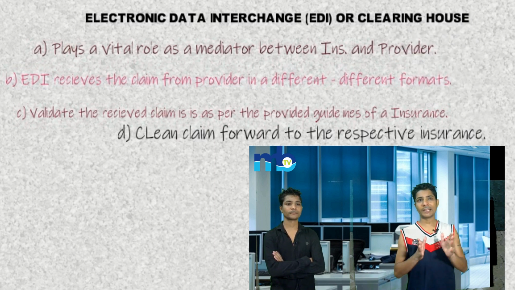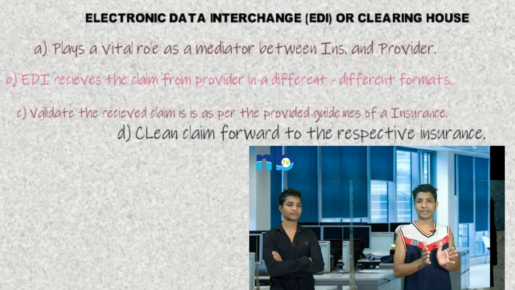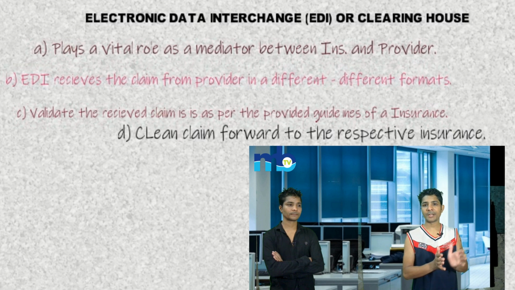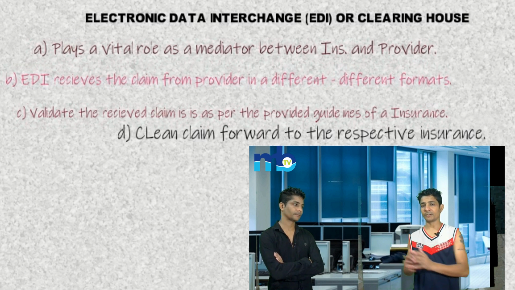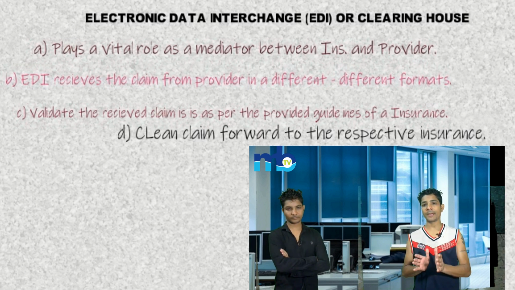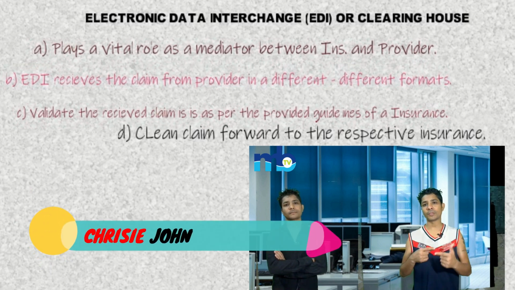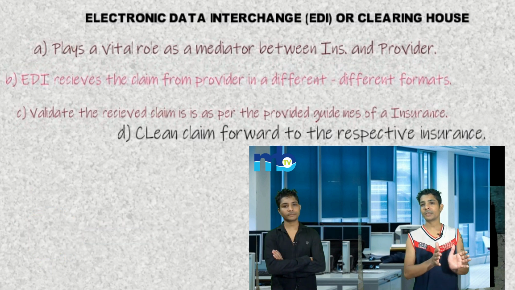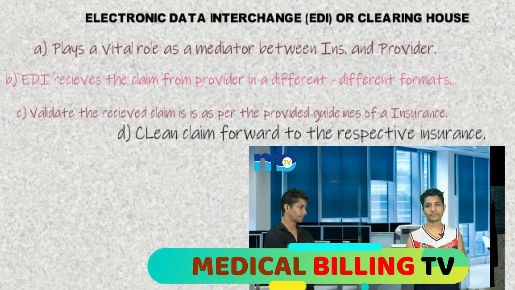If they find that there is some glitch in a claim, that it is not as per the guidelines provided by the insurance company, they return those electronic claims to the provider with instructions on why it did not get through the EDI to the insurance company. Then the provider will identify and rectify those errors and resubmit the claim to the EDI. So that is the first step.